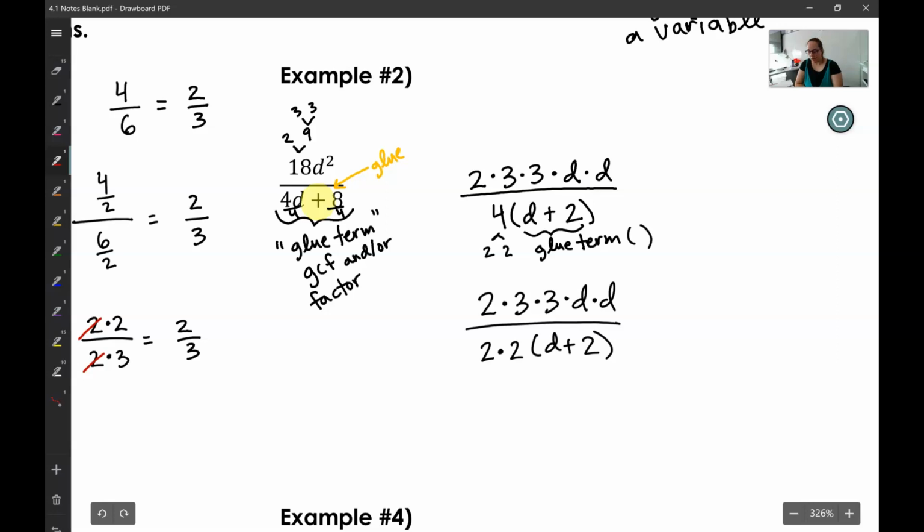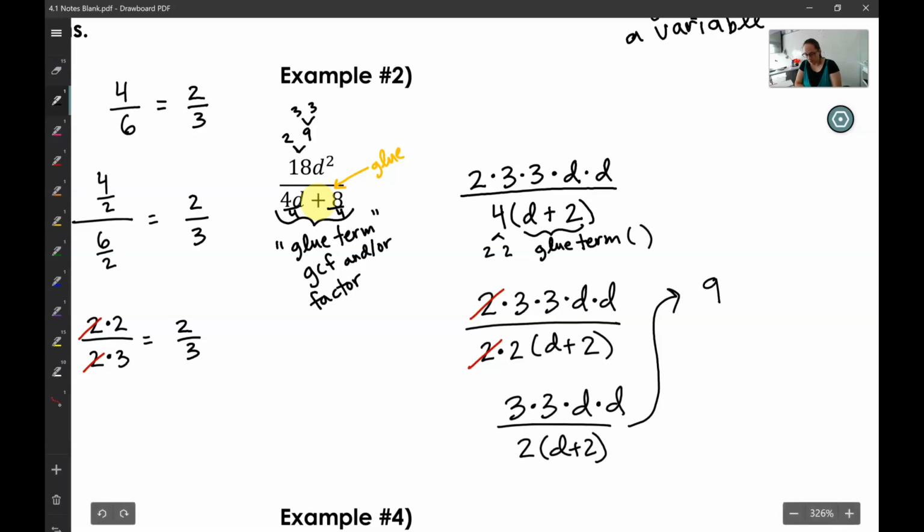Well, now that I've broken up that 4, I can get rid of those 2's because they don't have a glue term with them. So now I'm left with 3 times 3 times D all over 2 times D plus 2. There's nothing else that I can cancel on top and bottom, so I'm just going to simplify that. 3 times 3 is 9. D times D is D squared. And this I can just leave factored out like that. And that's my answer.